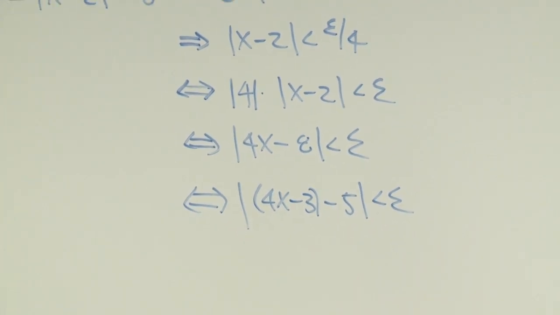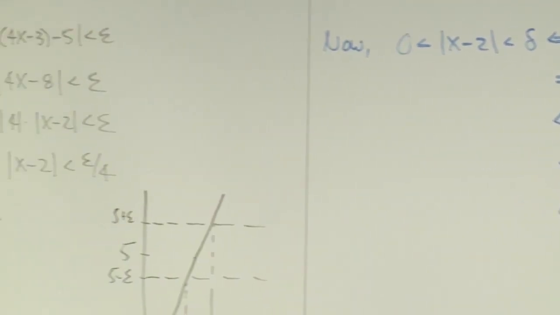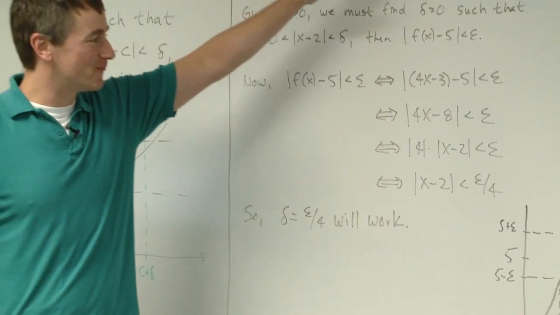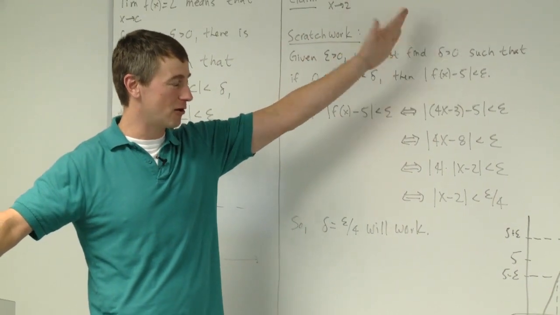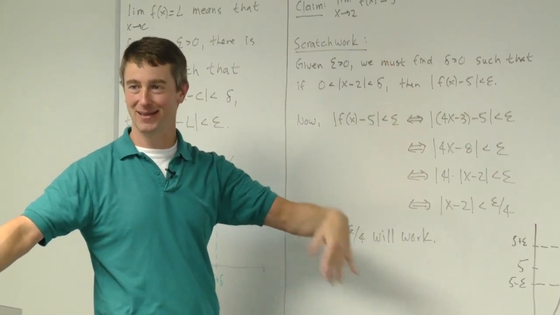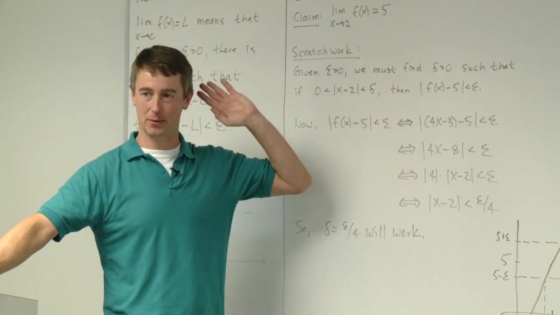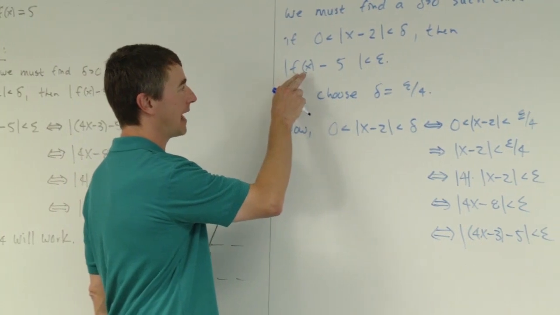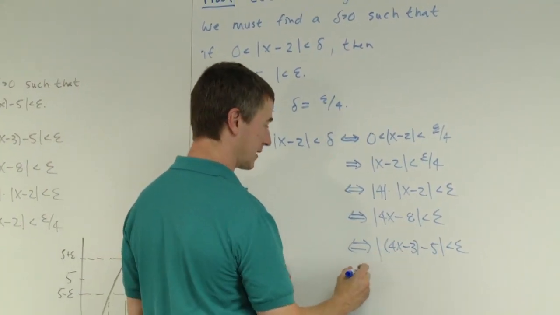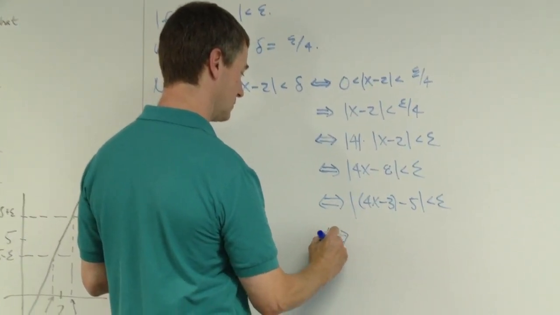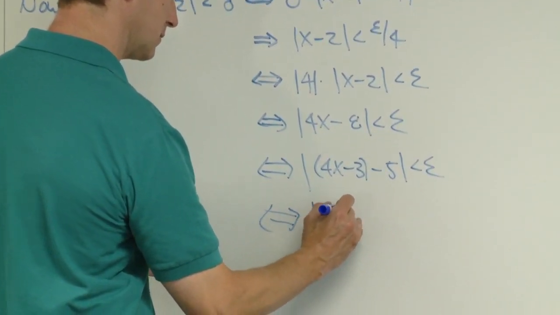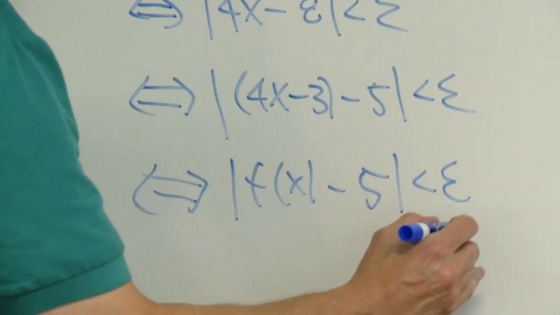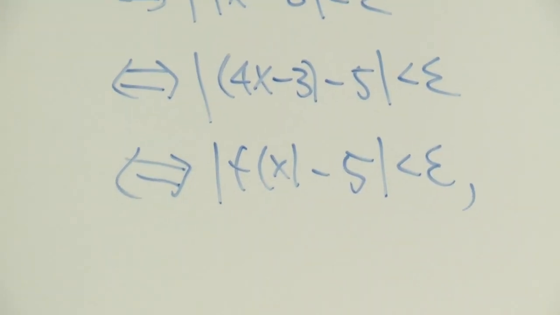And the only reason we knew to do that was because we had already gone through the trouble of doing the scratch work. So all of the real work is right here in the scratch work. The proof is essentially just running the scratch work backwards. Because now we're almost exactly where we want, right? We wanted to end up with |f(x) minus 5|. Well, 4x minus 3 is our f(x). As desired, I think, is what I've written on the sheet.